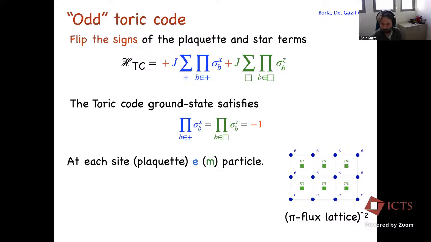Because I remind you that due to the mutual statistics, an M particle evolving around an E particle would accumulate a pi flux, Aharonov-Bohm flux, and vice versa. So we have a pi flux both for the E and for the M particles. And if you want to go beyond this ground state picture, now excitations are kind of special. They are now holes of anyons and not the anyons themselves.